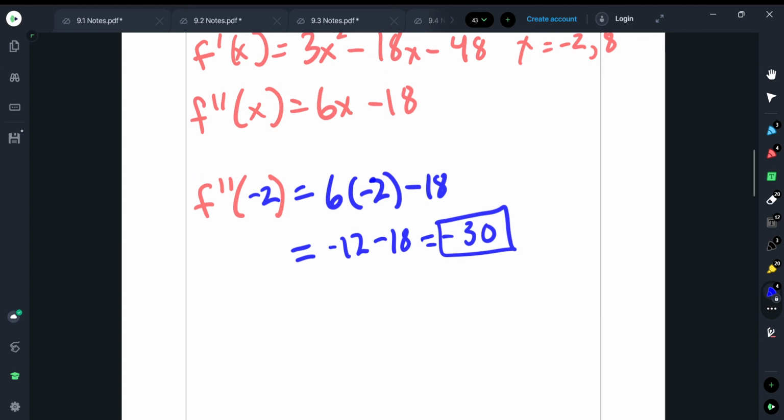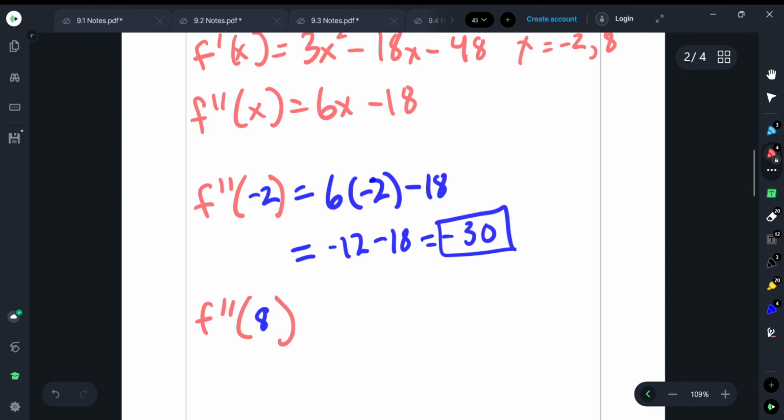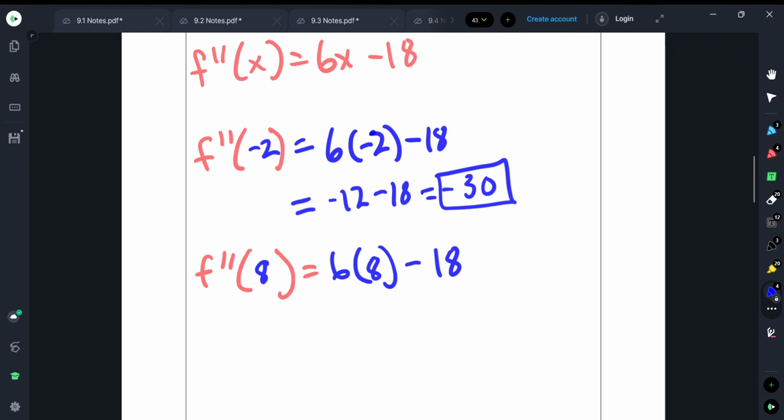All right, cool. Let's do the next one. I'm going to do my other critical value and substitute 8 in here. So I'm going to have 6 times 8 minus 18, which is 48 minus 18, which is 30. Coincidence, that's the same number. If it's positive, then I know that it's going to be the opposite, which is going to be a minimum down here. Okay, cool.